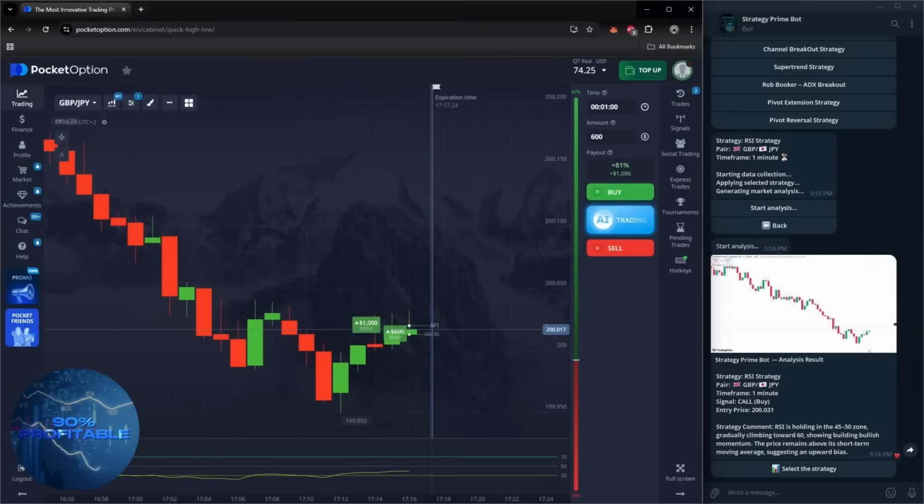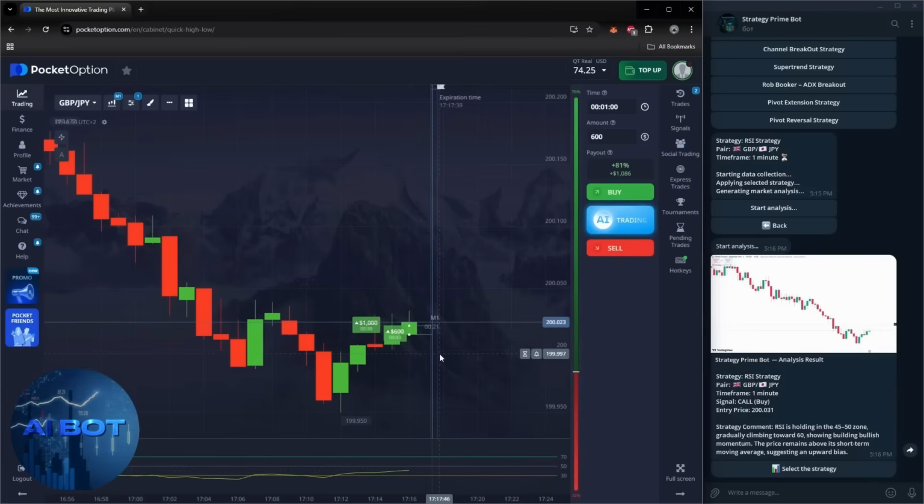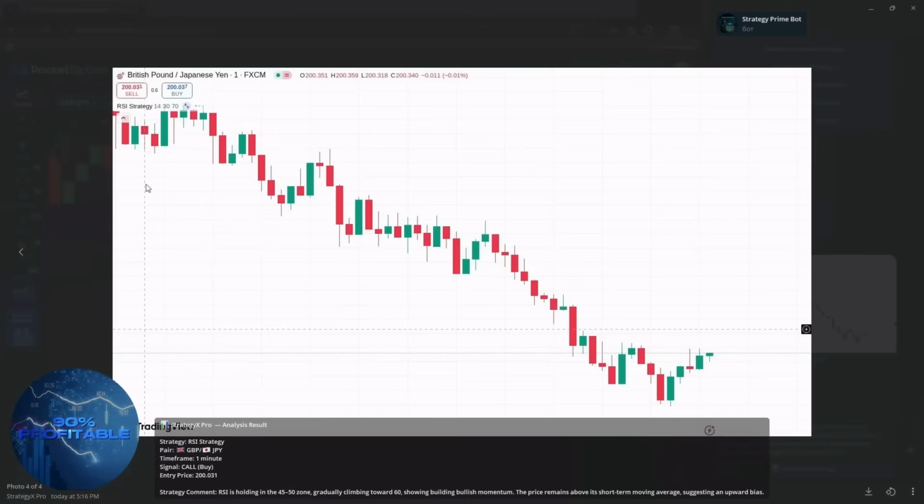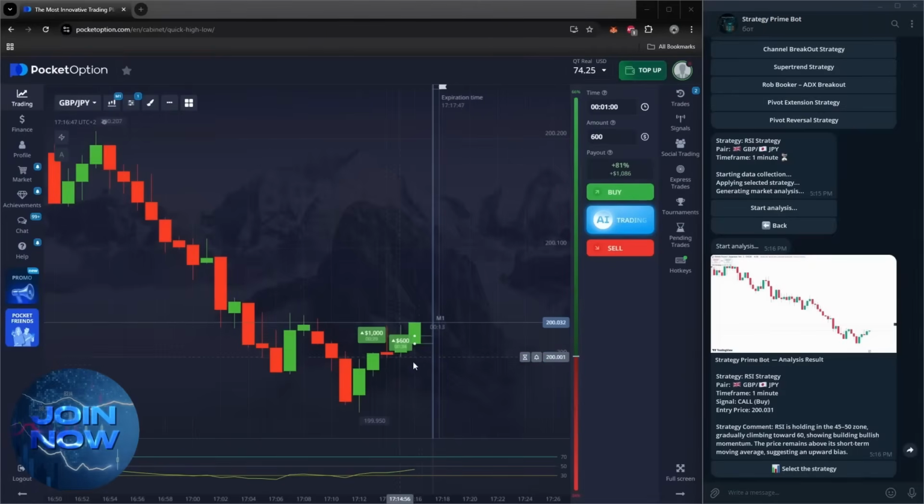RSI is holding in the 40-50 zone, gradually climbing towards 60, showing building bullish momentum. The price remains above its short-term moving average, suggesting an upwards bias, and we do see that the RSI is currently in 40s, so this is a perfect analysis once again, and this is a good profit for us once again. This is what this tool will get you.